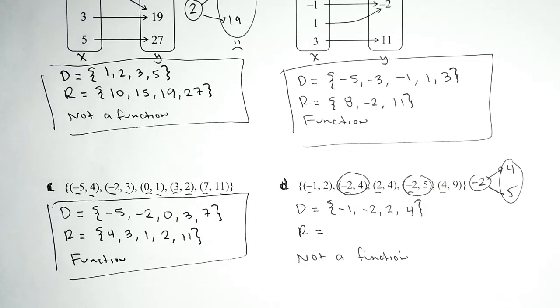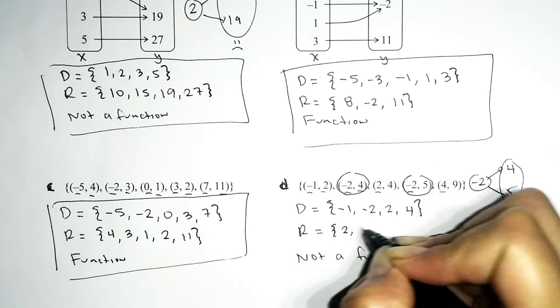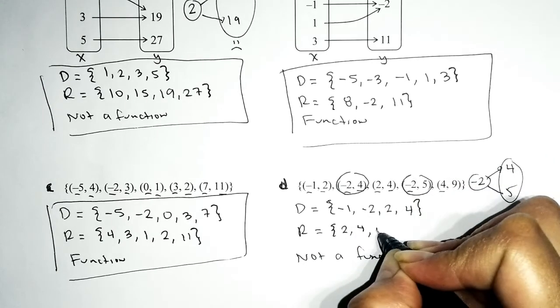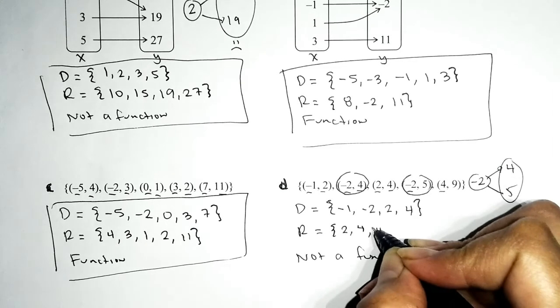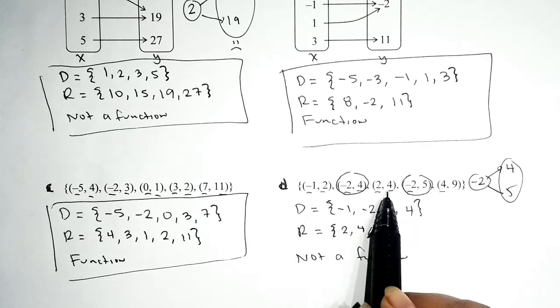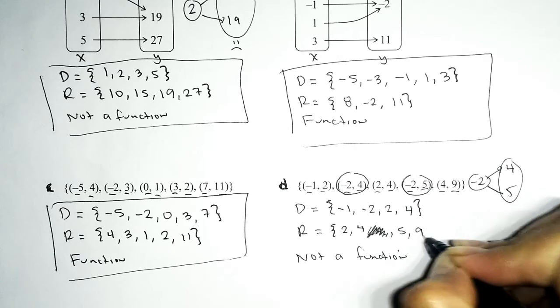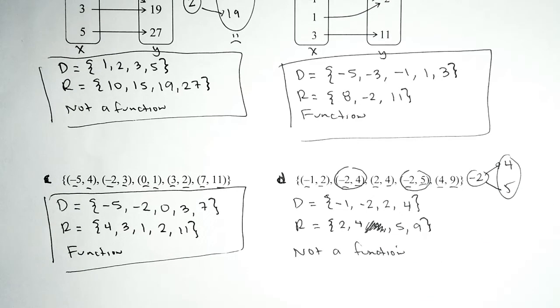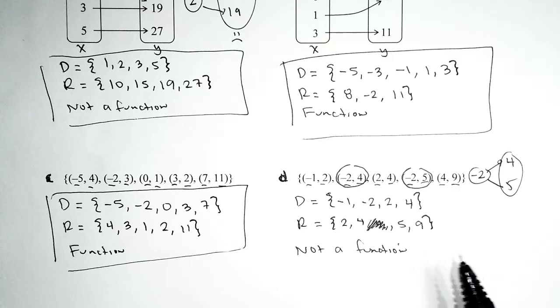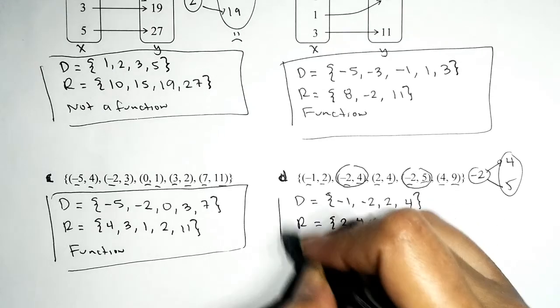Now, what about the range? The range is going to be the set of all the output values. So we have, where am I? So it's going to be 2, 4, 4 again. This is why we need to sleep, people. Okay, 2, 4, 5, and 9. Oh, I'm so glad I passed this class already. Imagine. All right, pretend that's a closed brace.